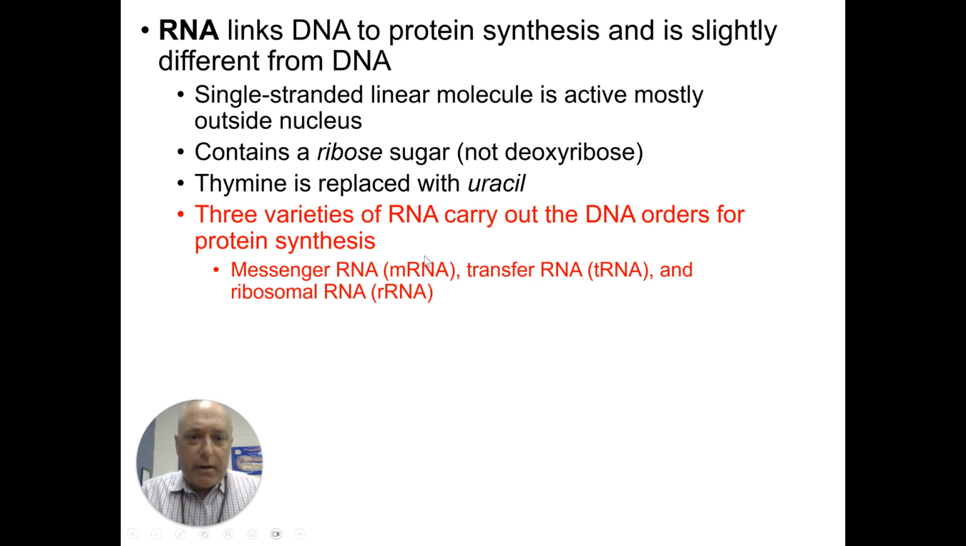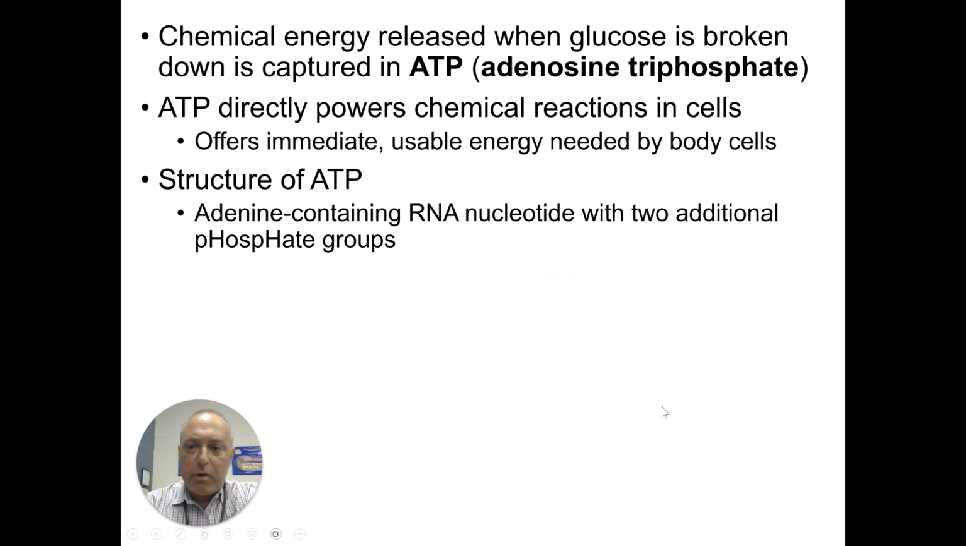Then RNA. RNA is single-stranded, and instead of containing deoxyribose, it contains just ribose. And instead of containing thymine, it contains uracil. So various RNAs: messenger RNA, transfer RNA, ribosomal RNA.